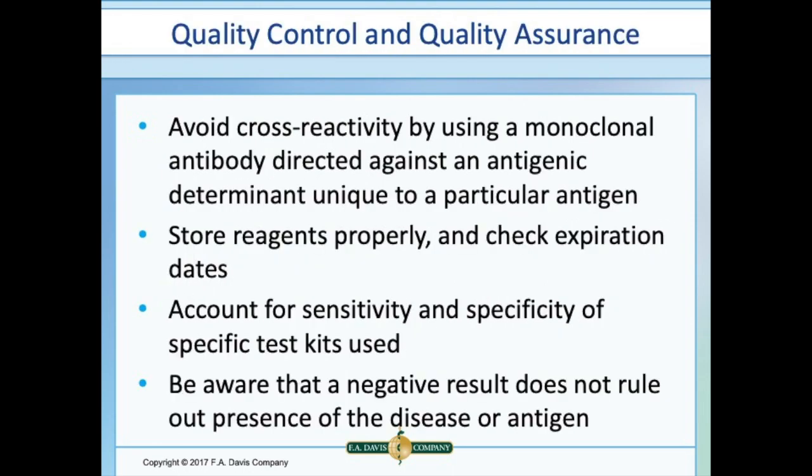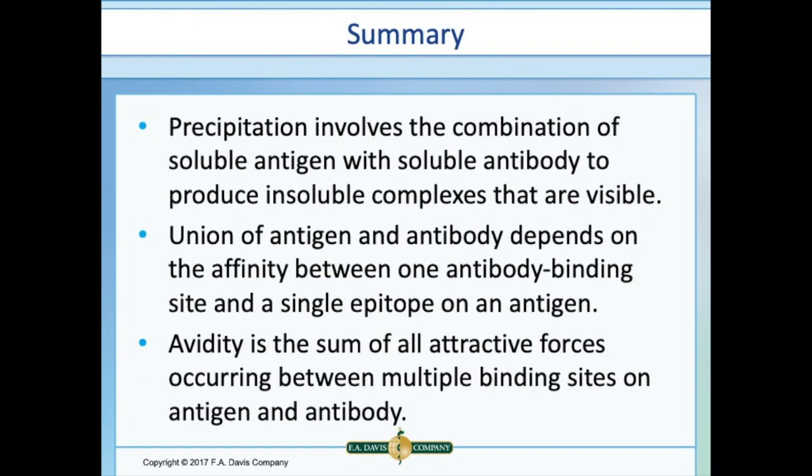So, for quality control and quality assurance, these are the reminders. Avoid cross-reactivity by using monoclonal antibodies directed against an antigenic determinant unique to a particular antigen. So if you remember the definition, monoclonal antibodies are antibodies produced by a single clone of B cells, and that makes them highly specific. Then we have to store the reagents properly and check their expiration dates. So account for the sensitivity and specificity of the specific test kits being used, and be aware that a negative result does not necessarily mean that you do not have the disease or the antigen, just like in our rapid COVID-19 antibody testing. Okay, so there you have it, the summary.